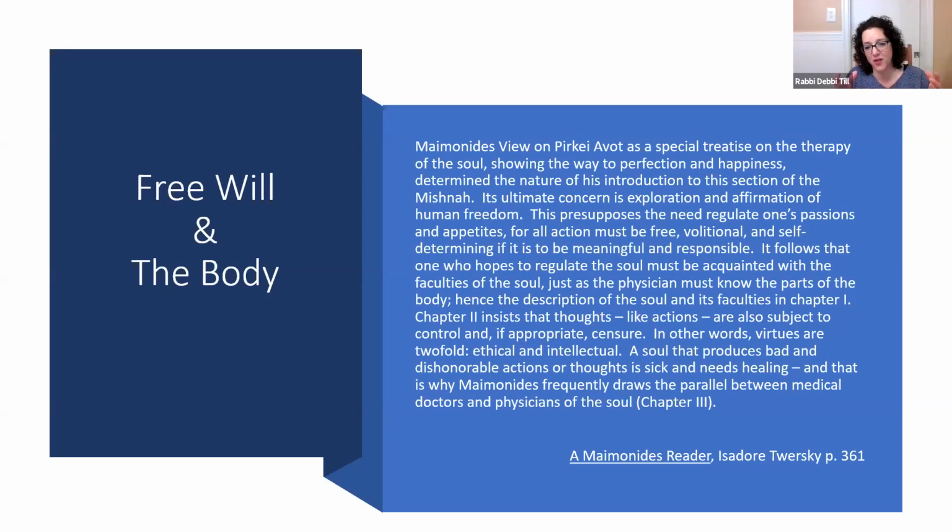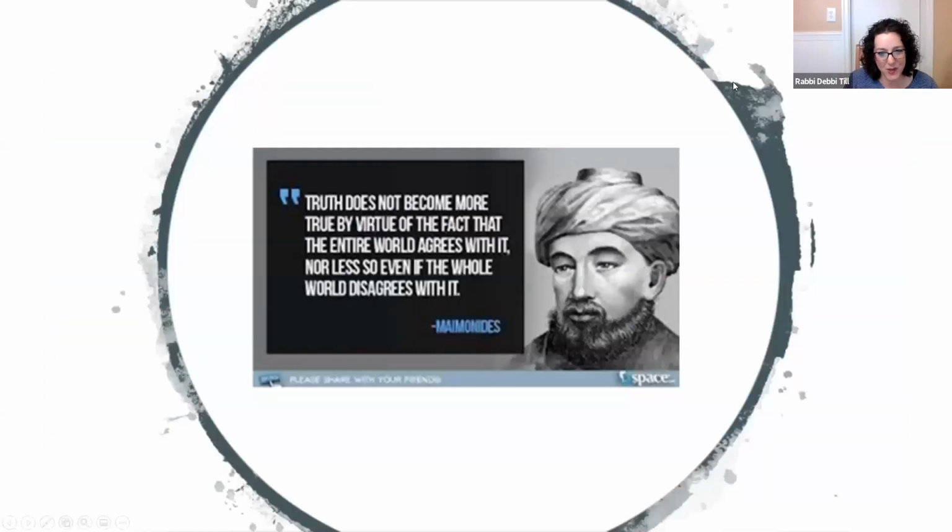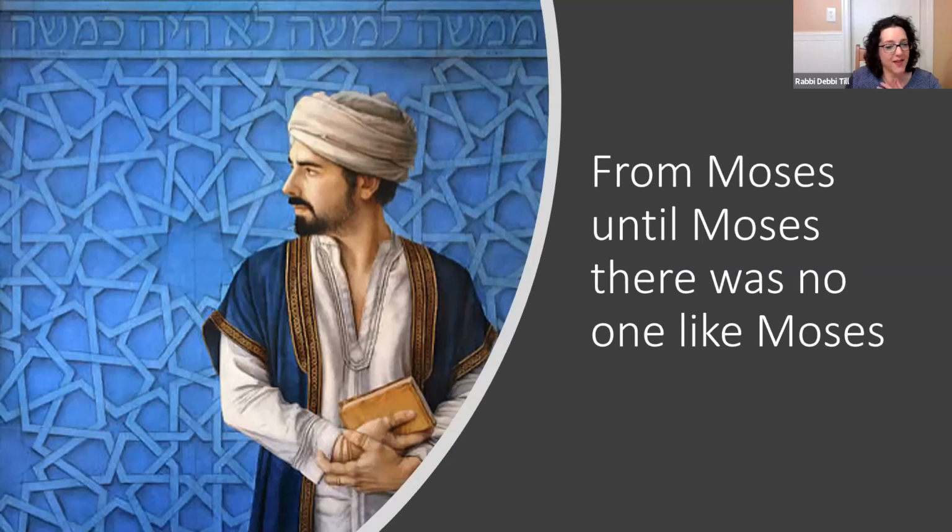An interesting way for Tversky to bring together Maimonides' thinking. So this is right where we began the first week. Truth does not become more true by virtue of the fact that the entire world agrees with it, nor less so even if the whole world disagrees with it. And finally, we are taught that from Moses until Moses, from our Moses in the Bible to this Moses, Maimonides, there was no one like Moses.